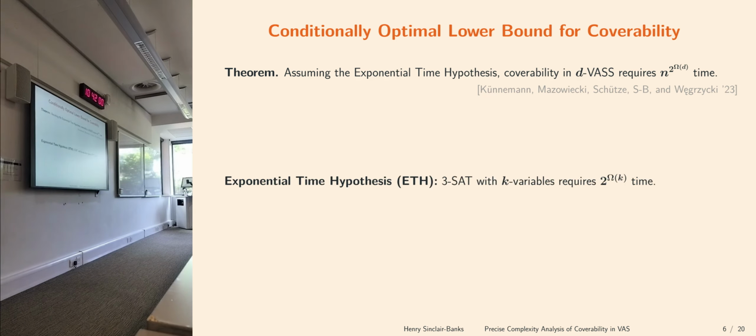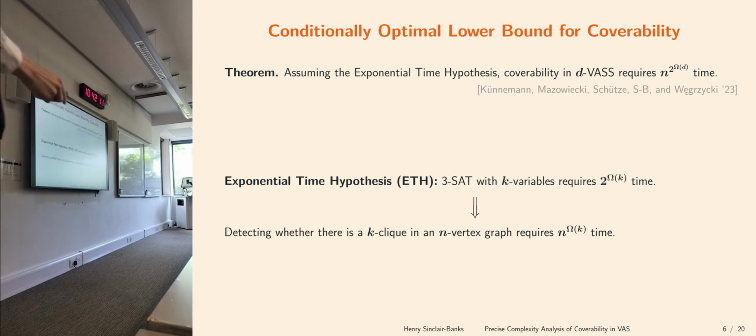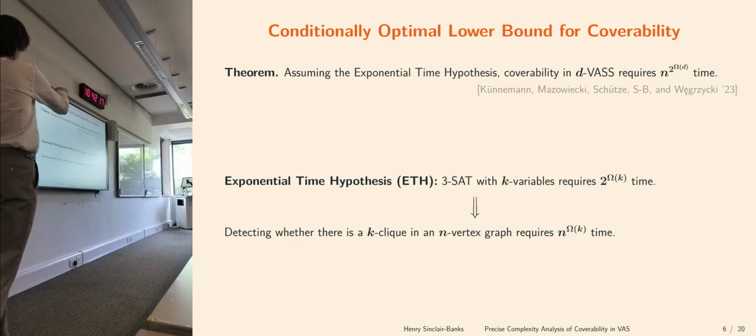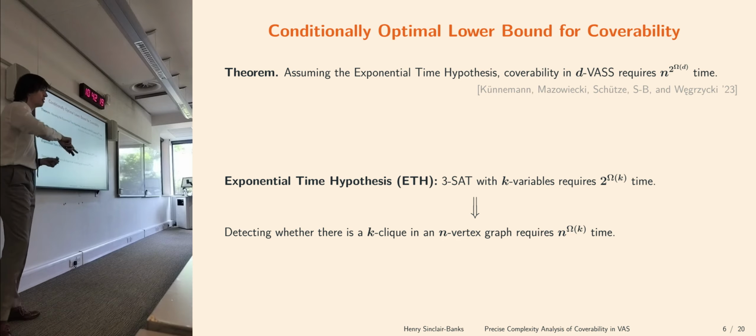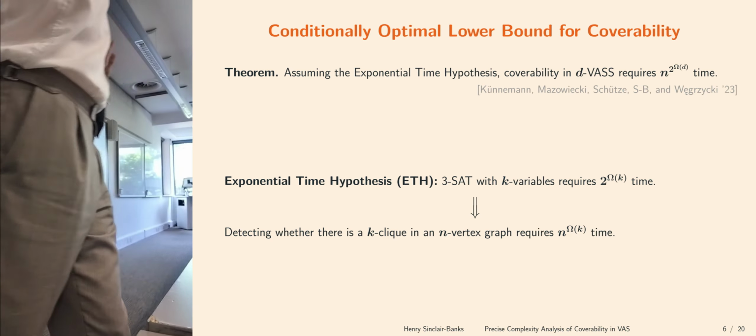Thanks for Henning's amazing introduction talk. I don't need to talk about the exponential time hypothesis very much. I've given the very informal flavor that SAT with k variables requires 2 to the k time, very roughly speaking. But I don't want to work with SAT. Instead, I want to work with clique detection. And there's this result that under ETH, detecting whether an n-vertex graph contains a k-clique requires at least n to k time, roughly speaking.